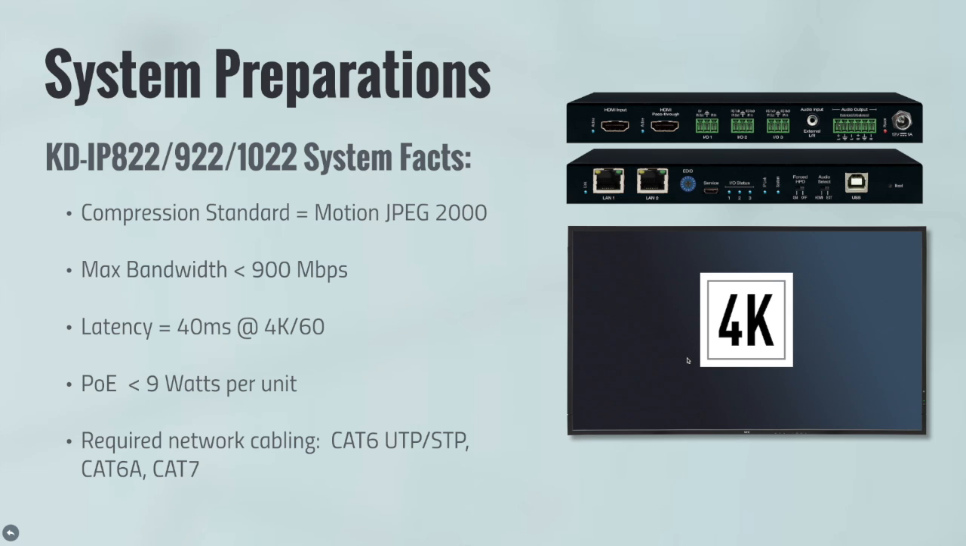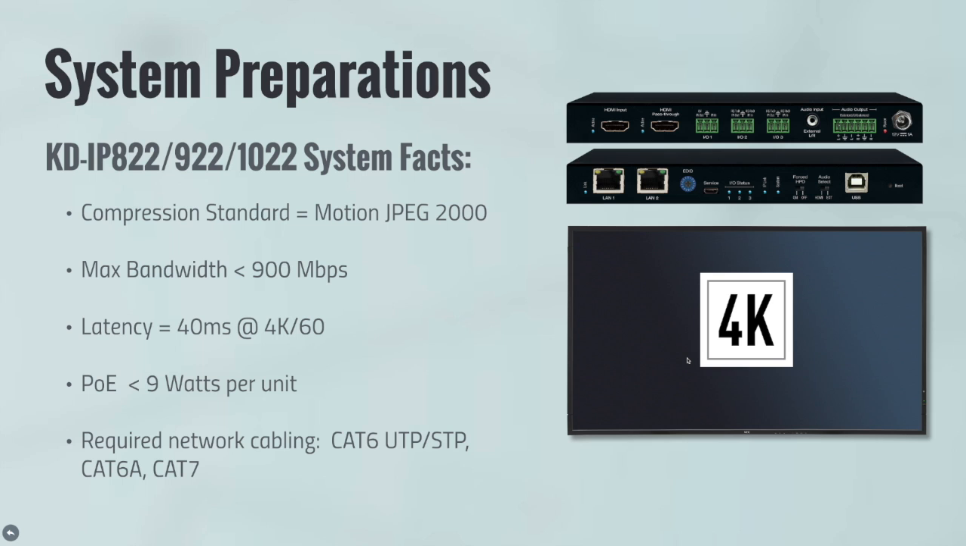So the IP 822, 922s, and 1022s are using Motion JPEG 2000 as the compression. That is a very minimal compression, but it results in a high bandwidth. If you're doing 4K, it's going to be 900 megabits per second, 850 to 900. 1080p is going to be a bandwidth of about 250 megabits per second. But because it is a low compression, that also results in low latency, about 40 milliseconds.